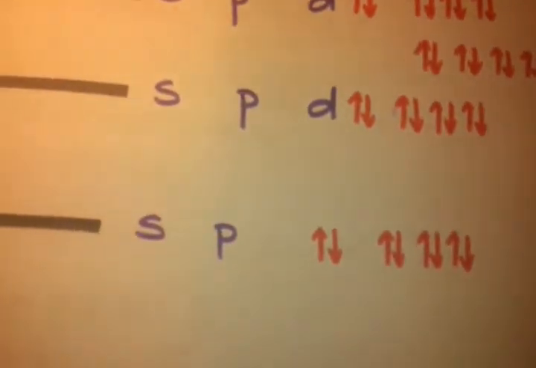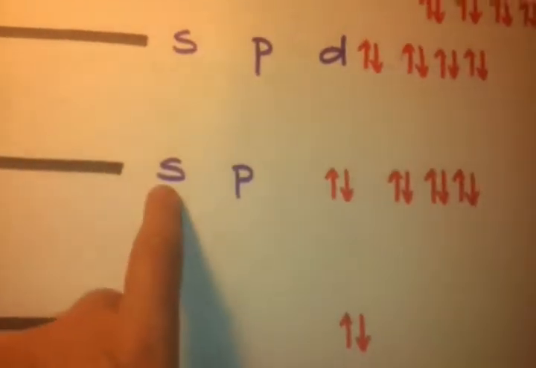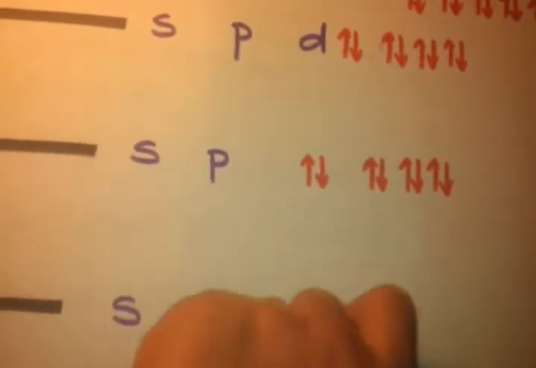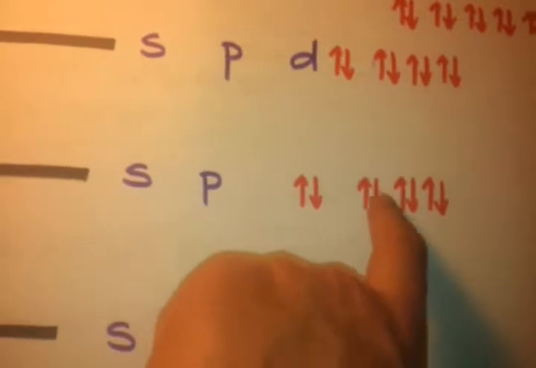Just a quick note that I forgot to mention, the s orbital fills before the p, and the suborbitals fill before you start pairing the electrons up.